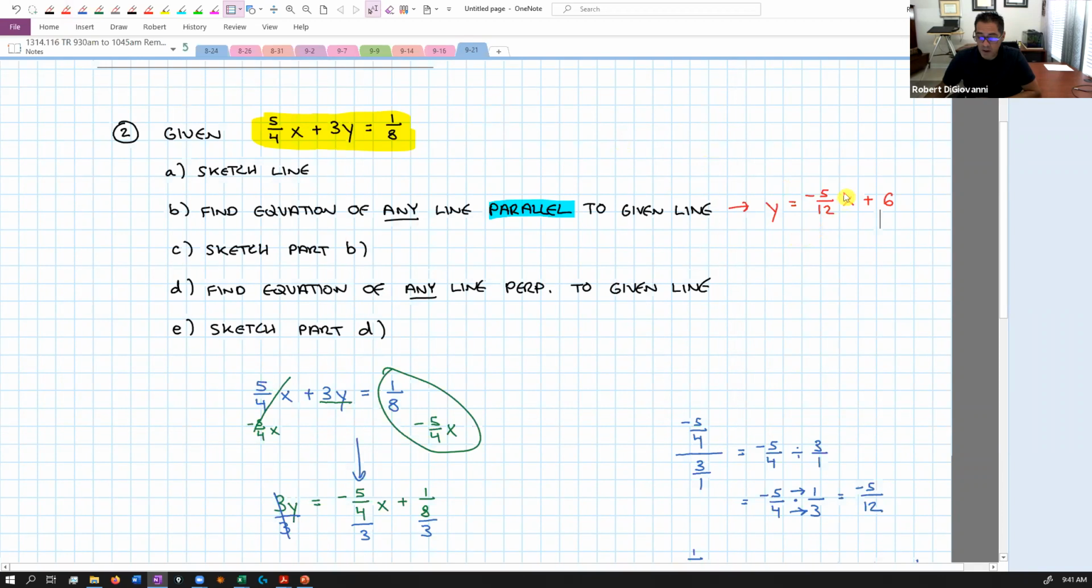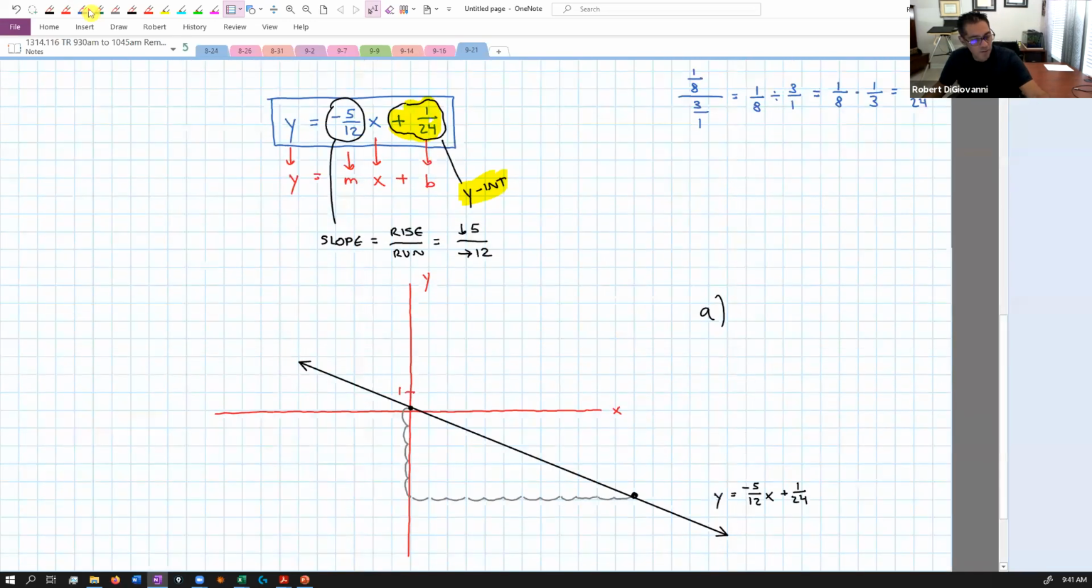Now, how do we know it's parallel? Well, let's do part C, which is we're going to sketch this. So we already know here, again, my y-intercept is 6 this time, and then the slope is the same slope, right? So when I go to graph this line, I'll do this one in blue.